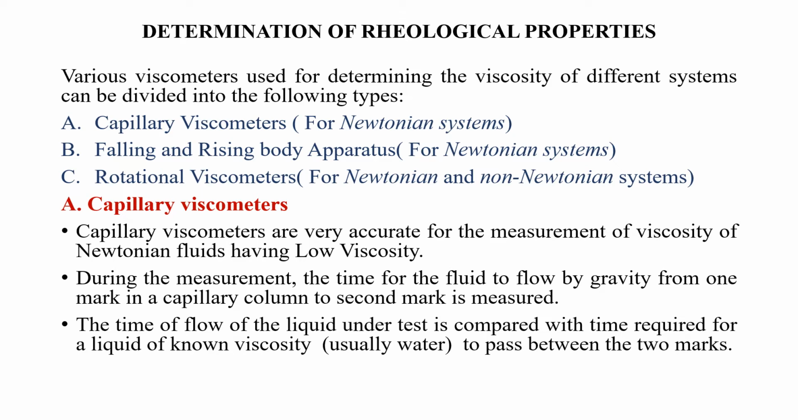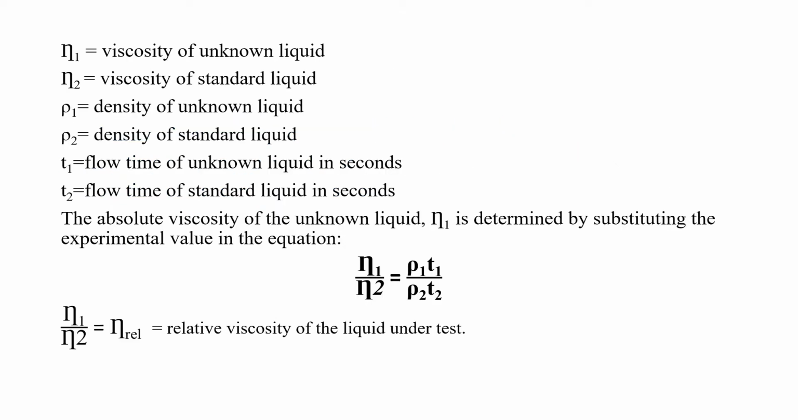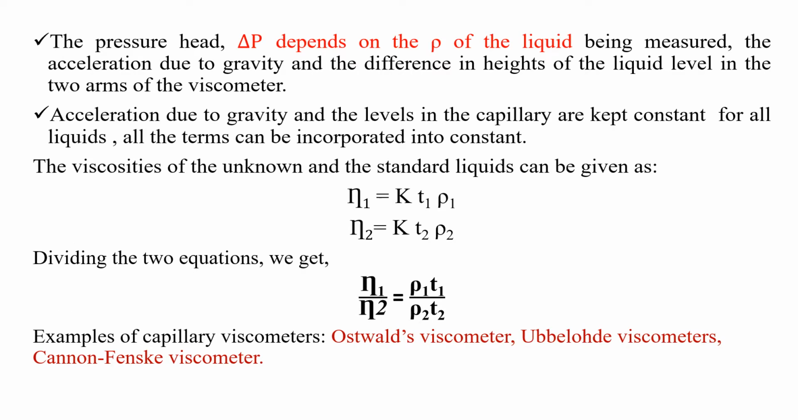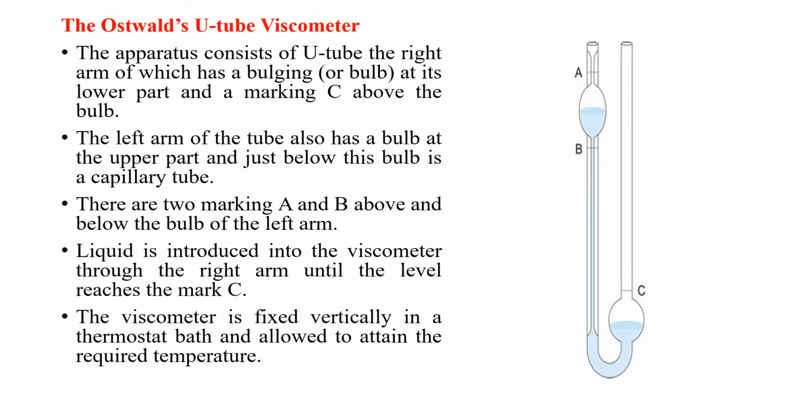Now let's see. So these are the equations which we'll be discussing in future. Now, I'd like to explain this one first. The Ostwald viscometer has two arms, the left arm and the right arm. In the left arm, you'll be able to see a bulb.